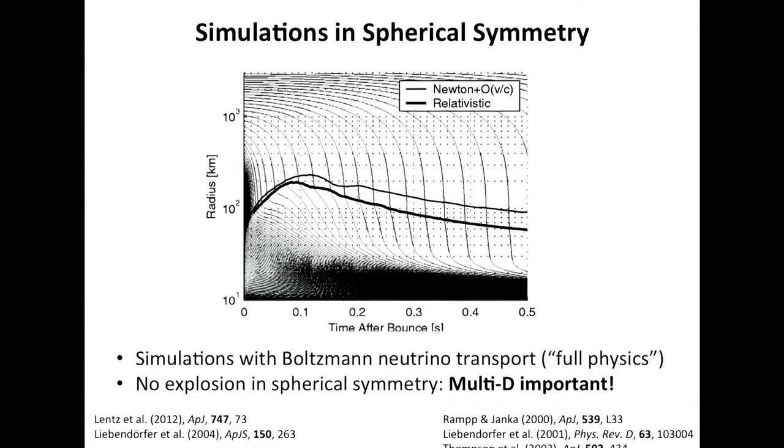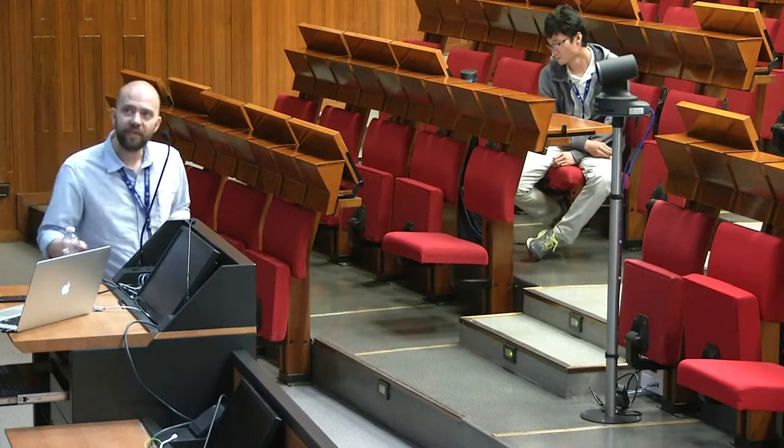Now, core collapse supernova simulations in spherical symmetry have been carried out with full physics, solving the Boltzmann transport equation, employing general relativity and all the neutrino matter interactions that we think are important. And this plot shows the shock radius versus time after shock formation, in the fully relativistic case and in an approximate Newtonian non-relativistic case. And in both cases, the shock reaches a maximum and then starts to recede, and there is no explosion. In general, for the lowest mass progenitors, you can achieve explosions, but for higher mass stars, you don't achieve any explosion when you simulate in spherical symmetry.